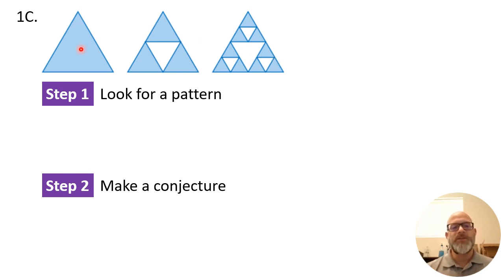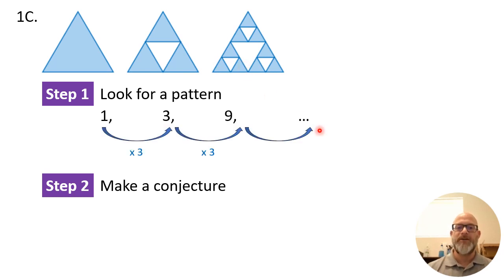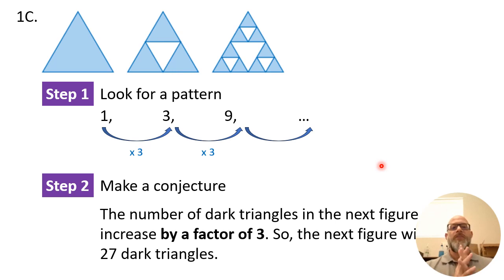But what you notice then is there's a regular pattern in the dark triangles. You go from 1 to 3 to 9. So what's the pattern? Looks like you're multiplying by 3, right? Dark triangles, 1, 3, 9. Yeah, it looks like you're multiplying by 3. So what will be your conjecture? The number of dark triangles in the next figure will increase by a factor of 3.